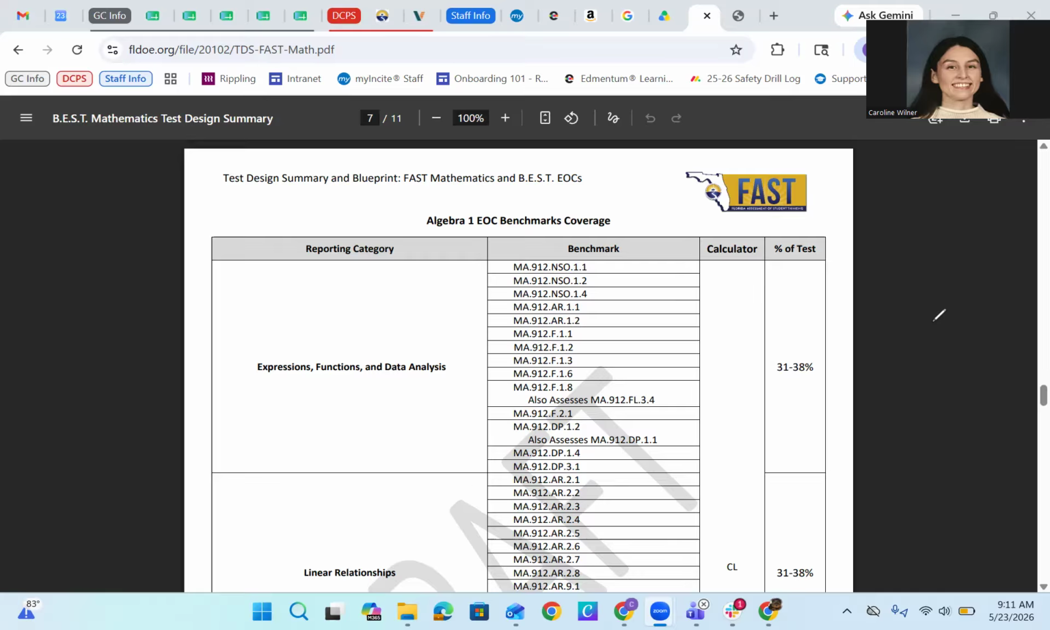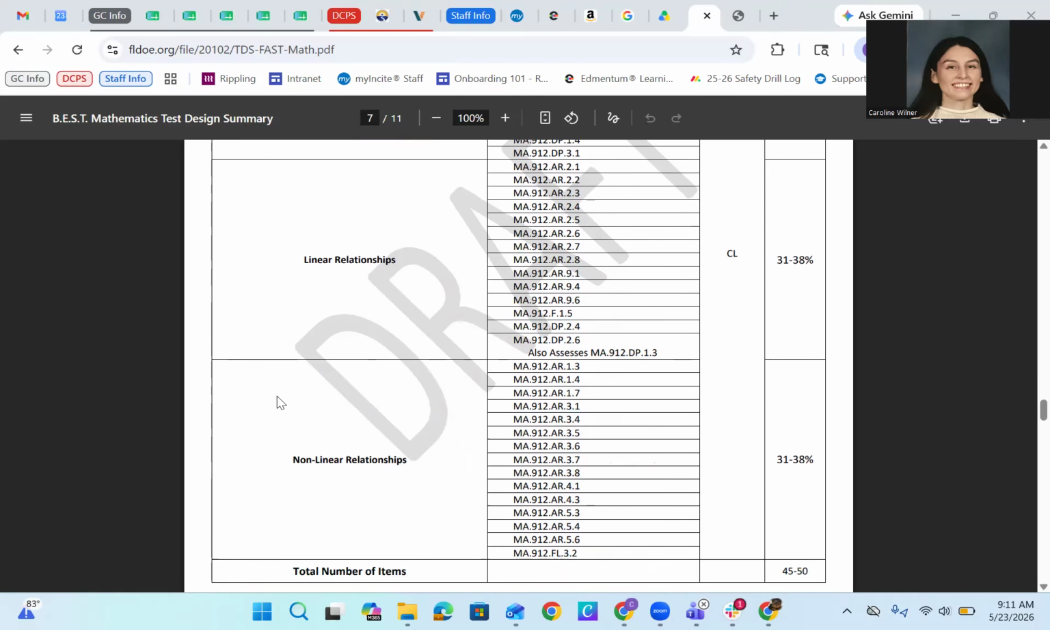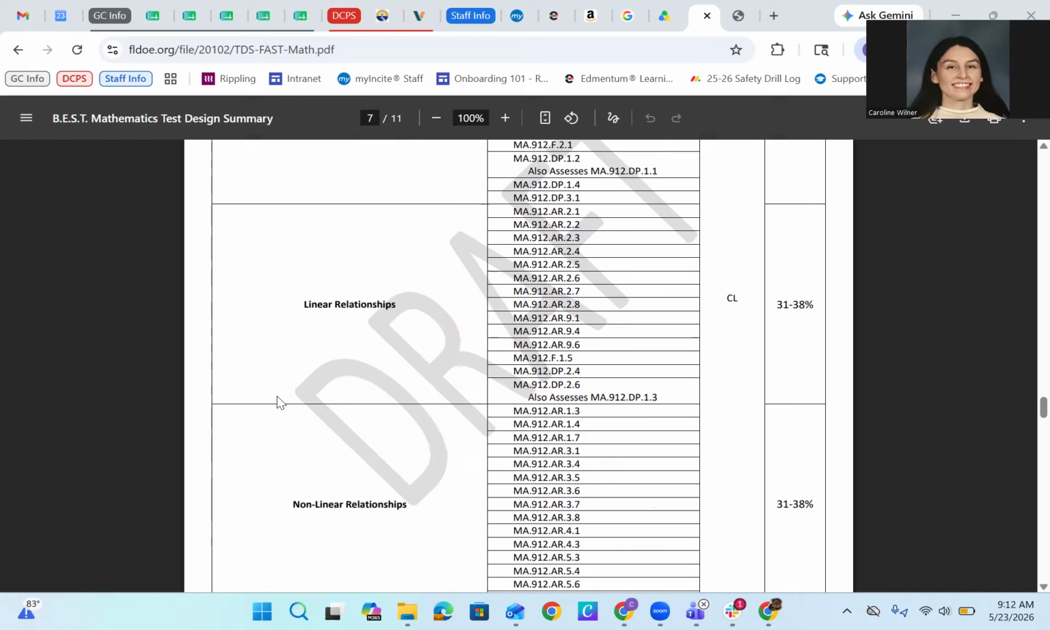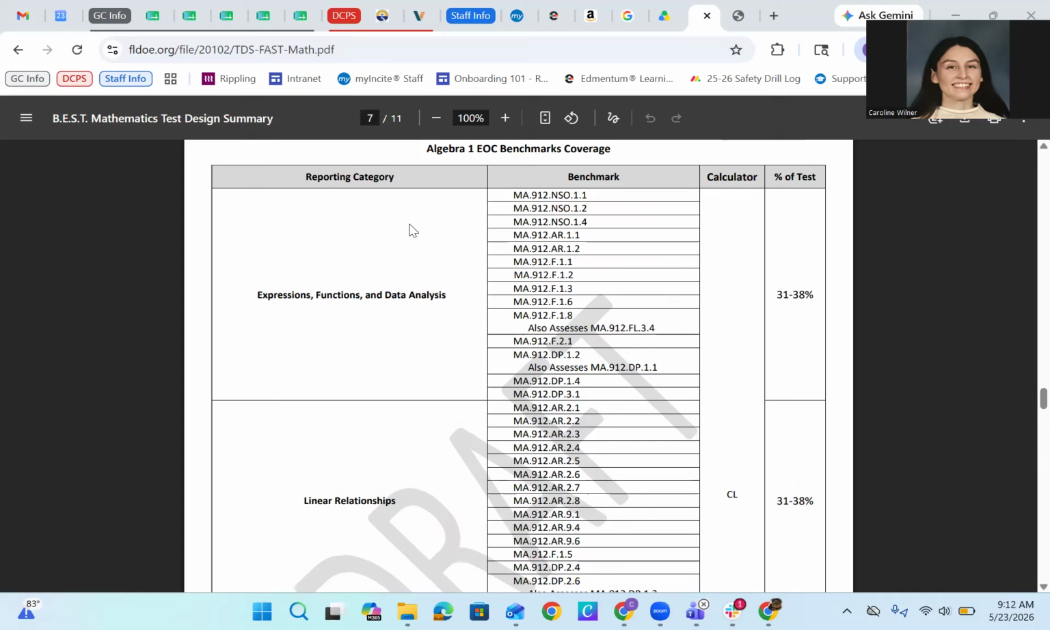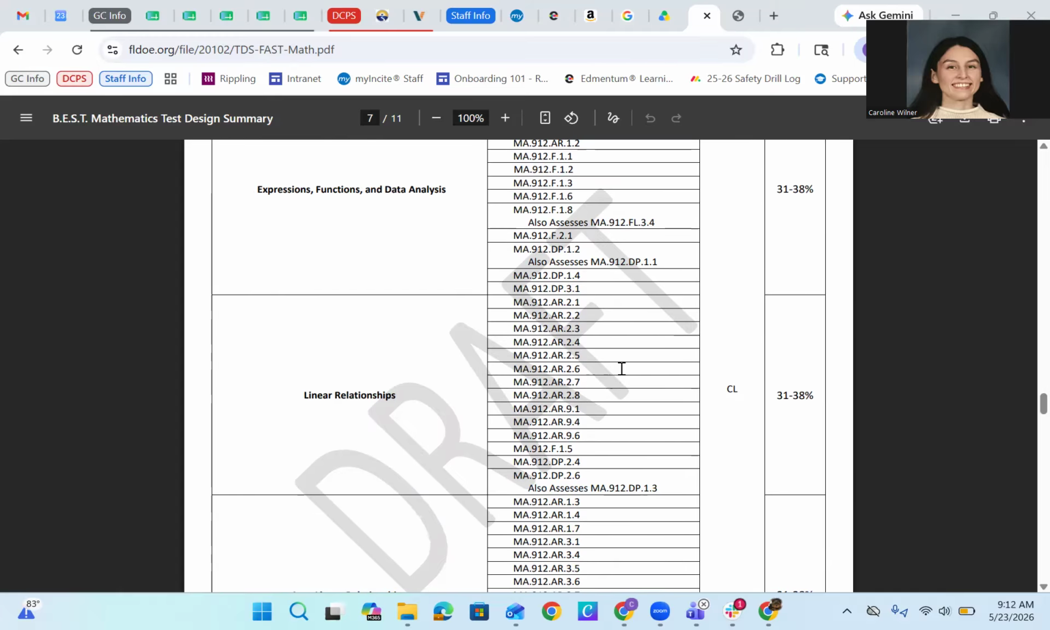For the test, you are going to be given questions based on certain benchmarks, also known as standards. So here I have for you to see the different benchmarks that are included on the test. Now, there are three big categories, and from those categories, you will see between 45 and 50 questions on the test. For your first section, we have expressions, functions, and data analysis, and these are the listed benchmarks that fall under that reporting category. On the test, you'll see about 31 to 38% of the questions fall within this category, the same as the other two categories as well.